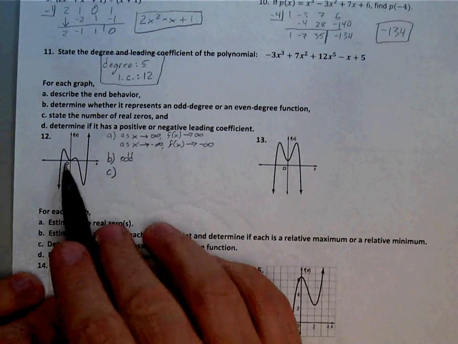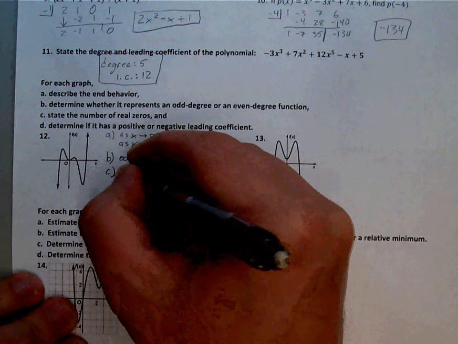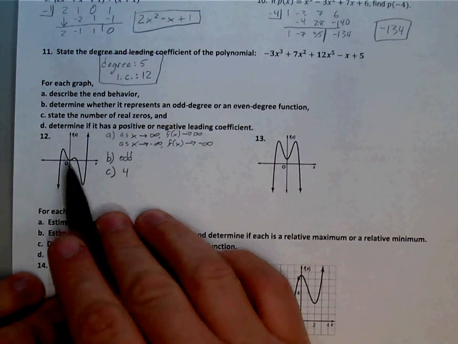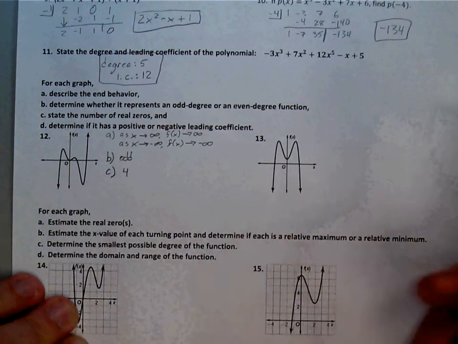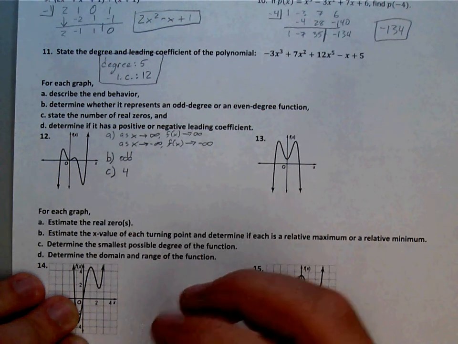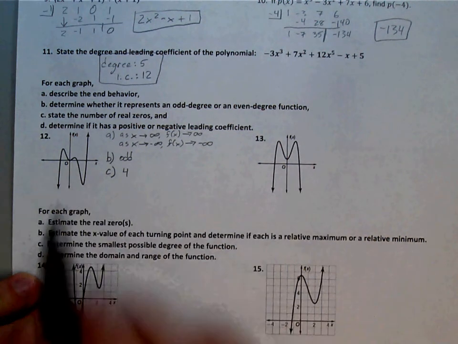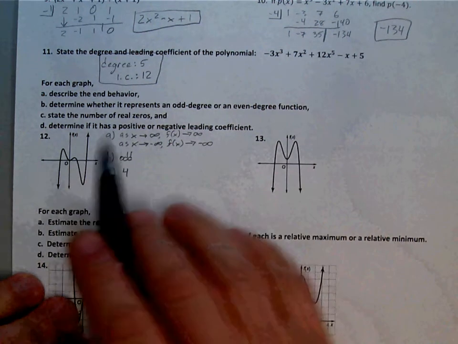C, state the number of real zeros. How many times does it touch the x-axis? 1, 2, 3, 4. Now, I know that what appears to be 0 was a double root because it bounced. So if you wanted to count that as 2 and argue that there's actually 5, I can understand that, but I would want to see why you said 5, if you listed that's a double root. Otherwise, it only touches it 4 times.